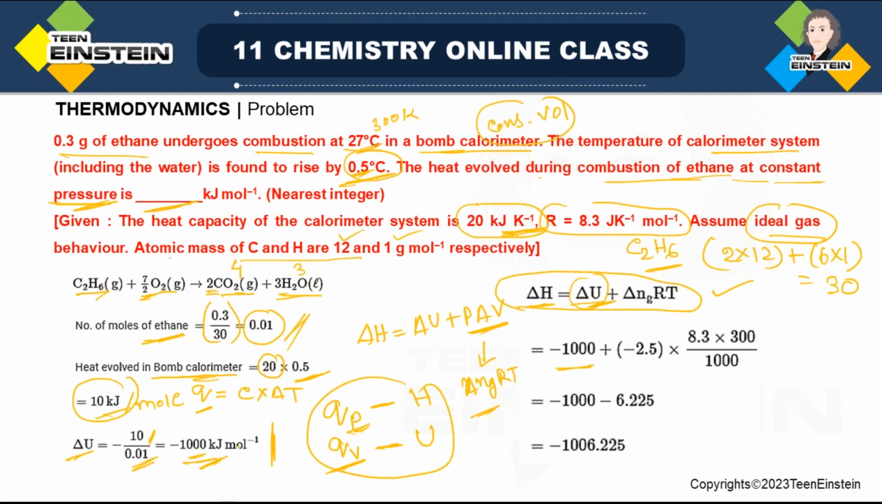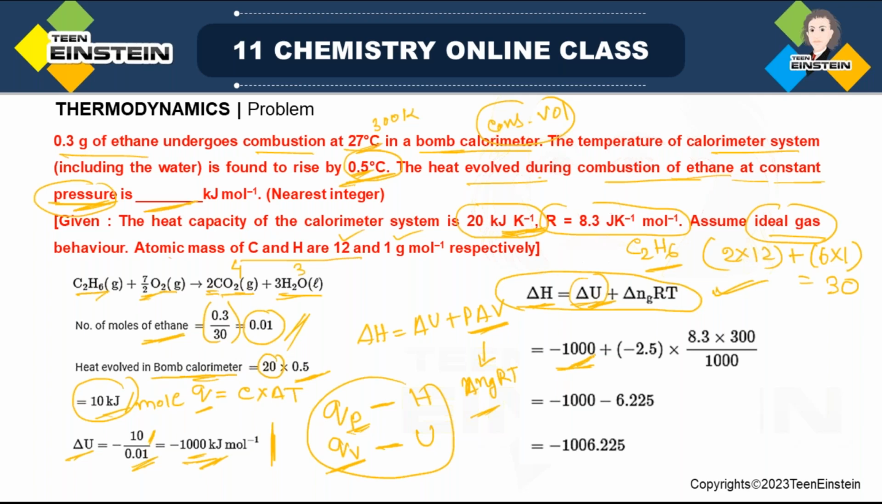Otherwise, this would be the final value. But it is asking for heat evolved at constant pressure, not heat evolved at constant volume. As it is heat evolved, that is why there is a negative sign, because finally you have to find the answer in this format, heat evolved during this combustion process. So we are using this equation. Our purpose is to convert del U to del H, because del H is all about heat absorbed or evolved at constant pressure, and that we have to find.